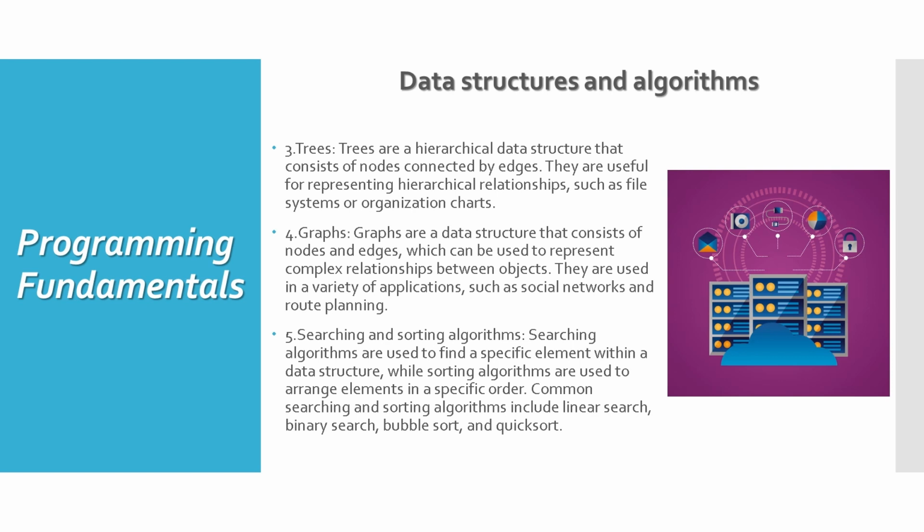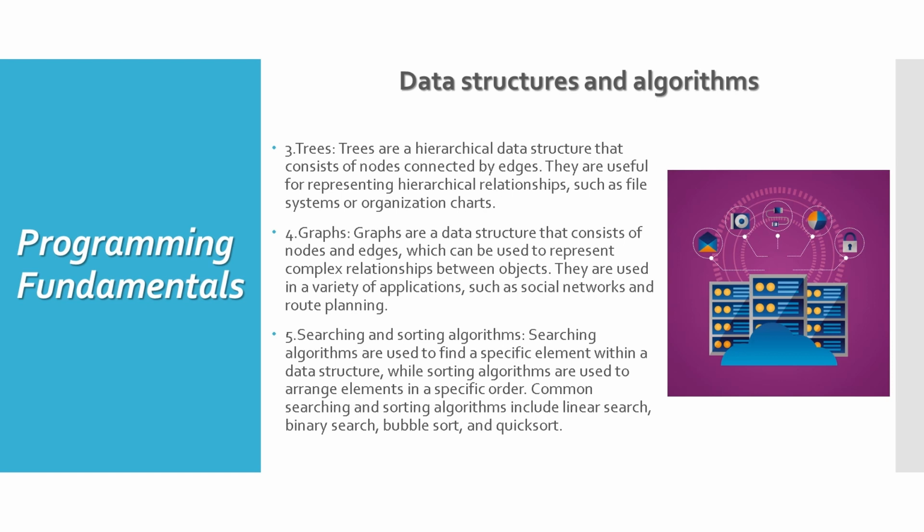3. Trees. Trees are a hierarchical data structure that consists of nodes connected by edges. They are useful for representing hierarchical relationships, such as file systems or organization charts. 4. Graphs. Graphs are a data structure that consists of nodes and edges, which can be used to represent complex relationships between objects. They are used in a variety of applications, such as social networks and route planning.